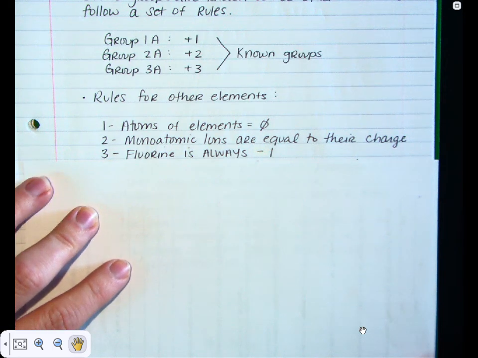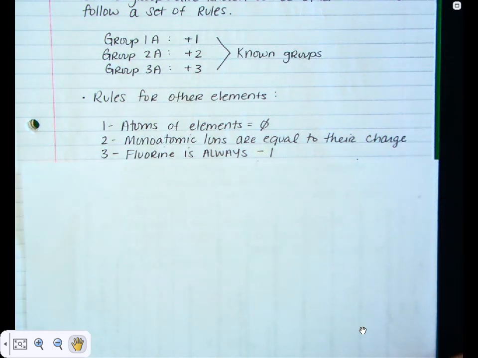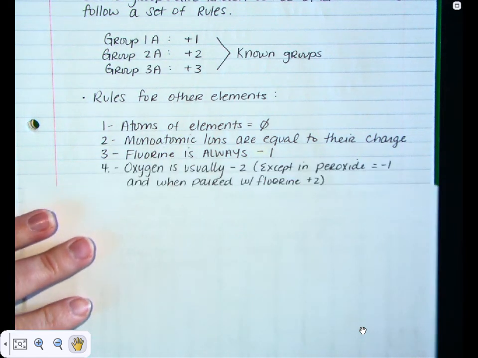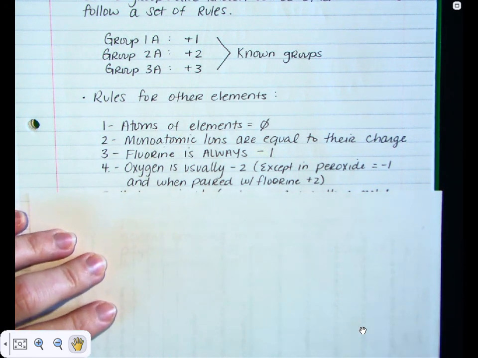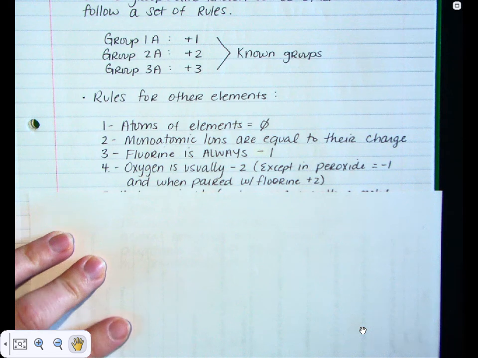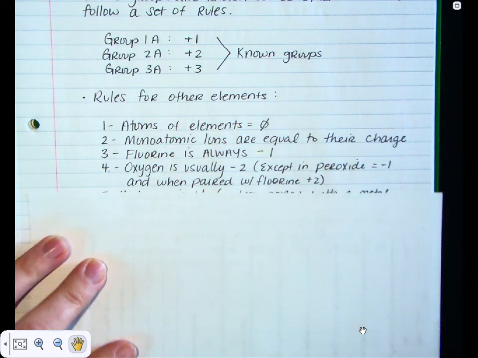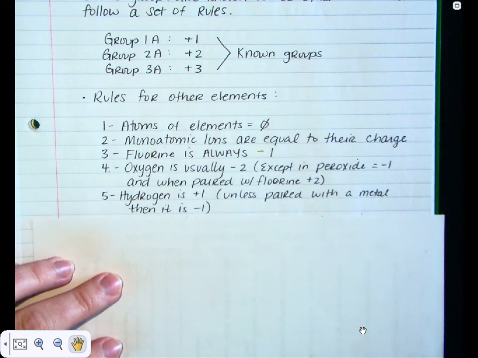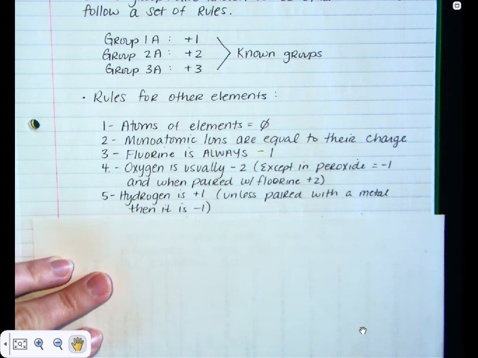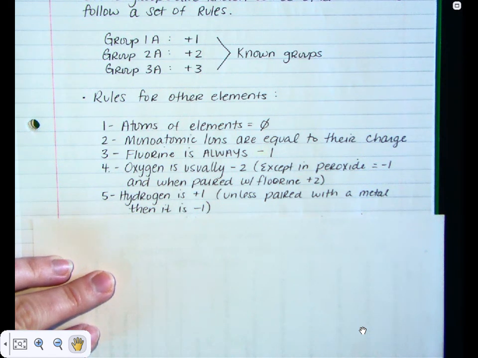Fluorine is always -1. Very, very rarely do I say always in chemistry, but fluorine is always -1. Follow that up with oxygen is usually -2. Most of the time you're going to see it's going to be -2. If it's in a peroxide, it's going to be -1. And if it's paired with fluorine, the fluorine is going to force it to become +2. Because again, fluorine is always -1. Hydrogen is +1, unless it's paired with a metal, then it's -1. So for example, sodium hydride, NaH, the sodium would be +1 and the hydrogen would be -1.